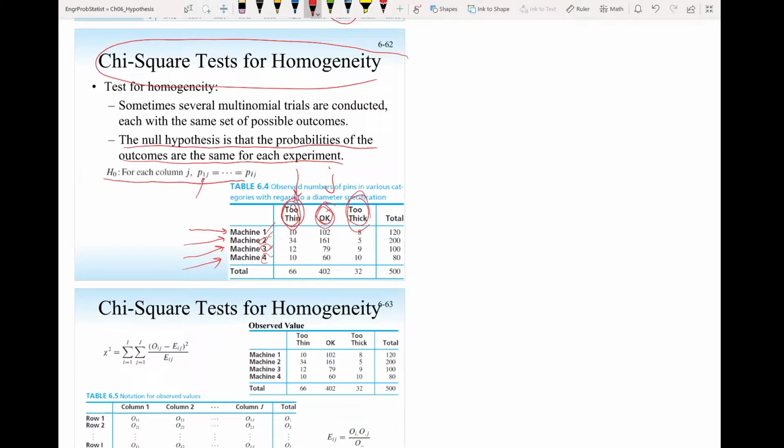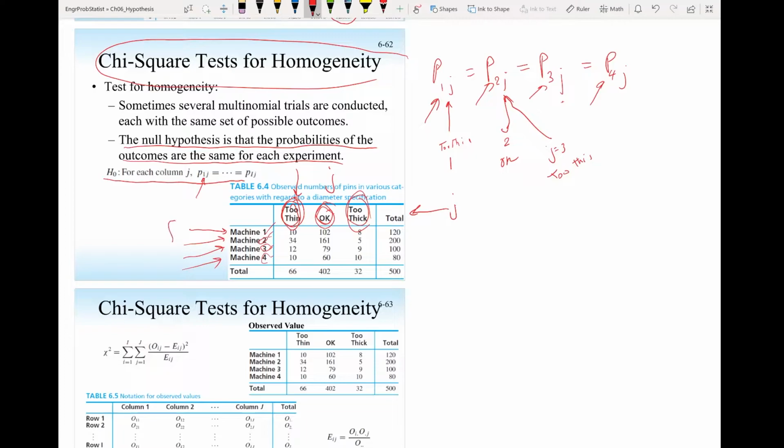1 here stands for system 1, which is in this case machine 1. 2 here stands for machine 2. 3 stands for machine 3. And 4 stands for machine 4. Now J here could be too thin, or it could be okay, or it could be too thick. So for J, I can assign too thin as 1. When J is 2, that is okay. When J is 3, then that's too thick. So this is J and here is I.